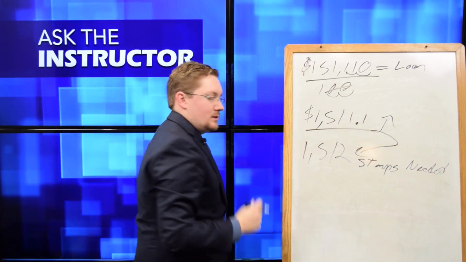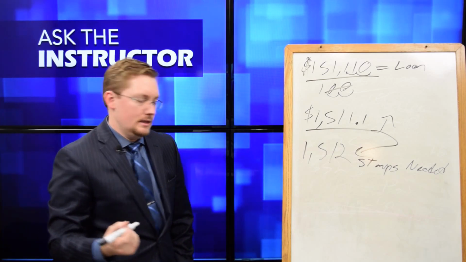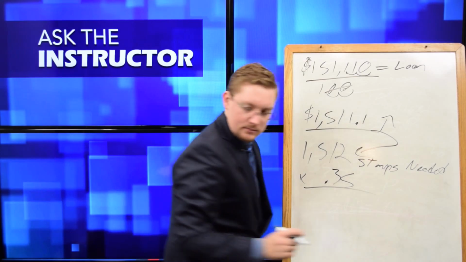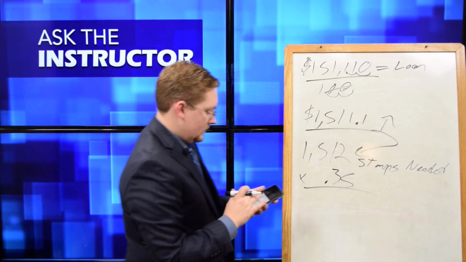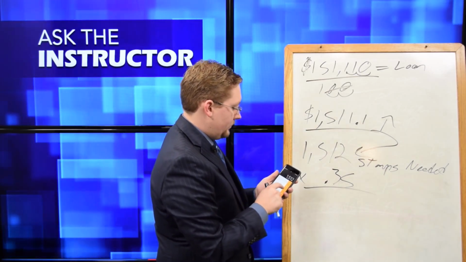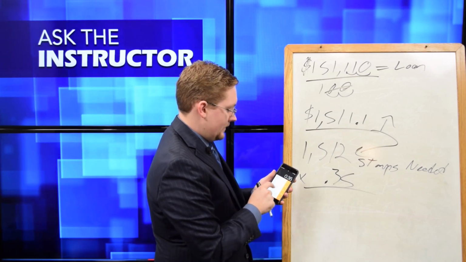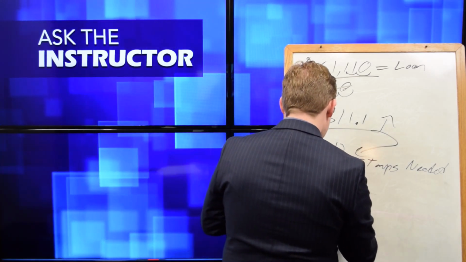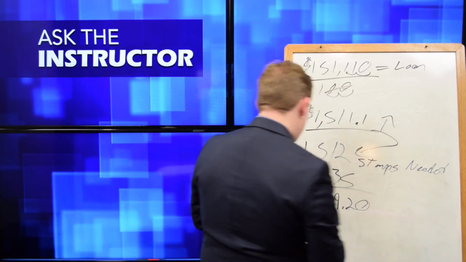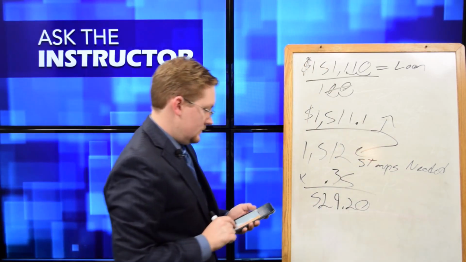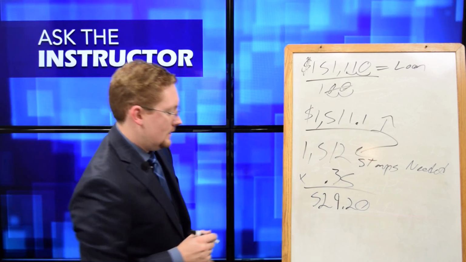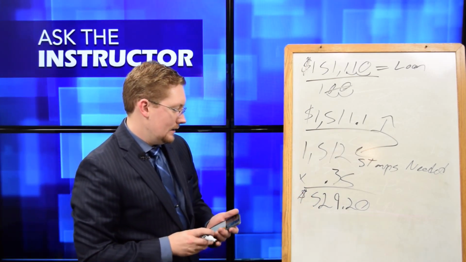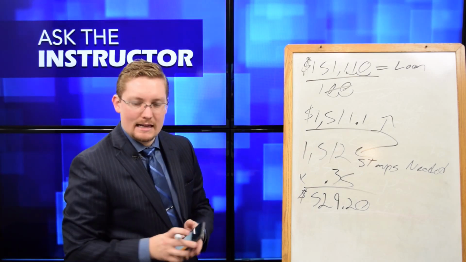So we're going to take our 1,512 stamps that we need, and now all we're doing again is multiplying by 35 cents. So again, we'll punch that in our calculator. 1,512 multiplied by 0.35, and we get 529.2. So this is going to end up costing the buyer for the doc stamp on the note $529.20.